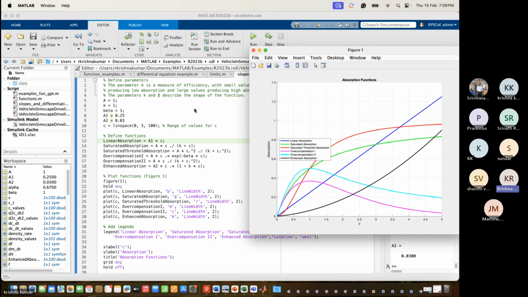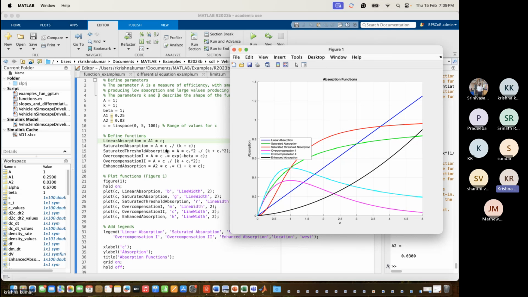There are two other parameters we are going to use, K and beta. K and beta describe the shape of the function. So what is meant by the shape of the function? The next equation, which you will be using quite often, is A into C divided by K plus C. This is called saturated absorption. You can see that with time, it reaches a particular value. So what is that value? The value is A. So that is the saturated absorption. We had seen this before.